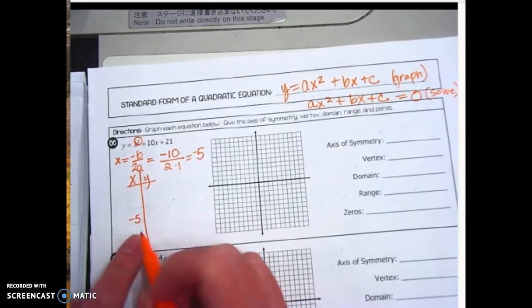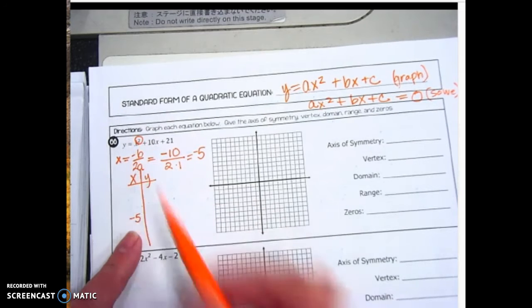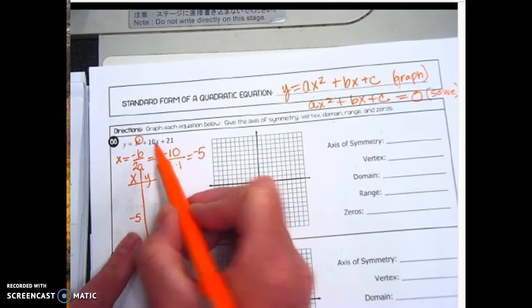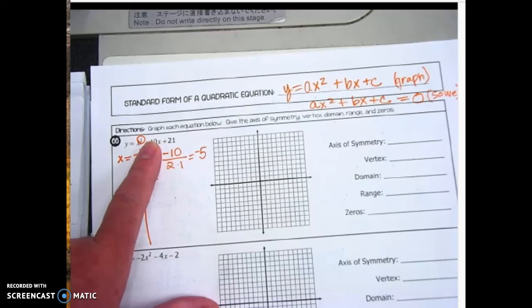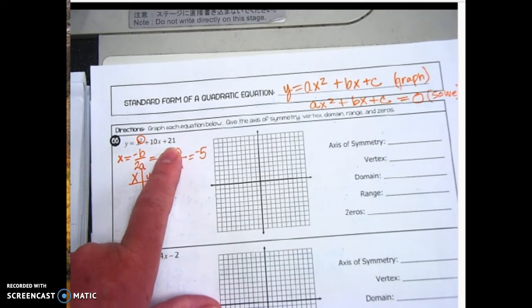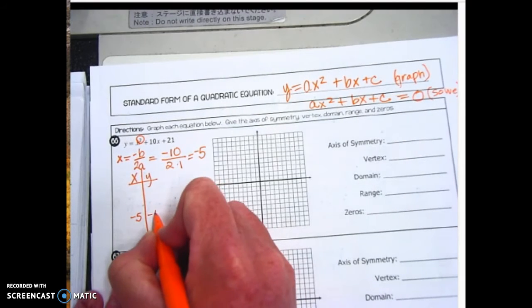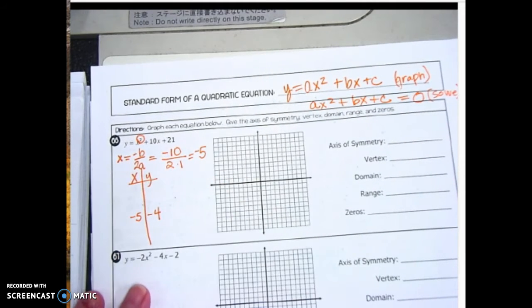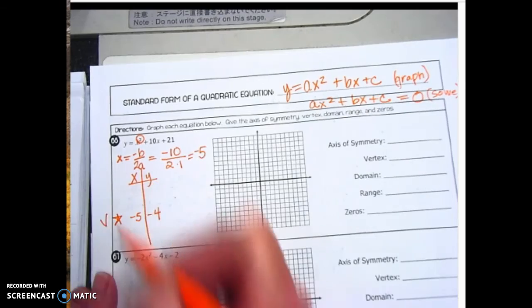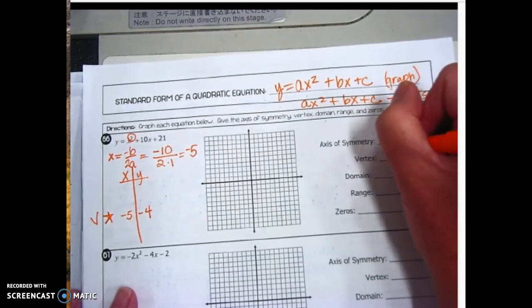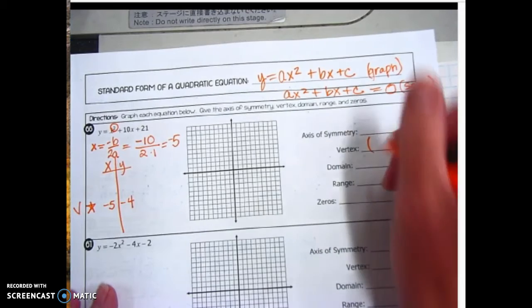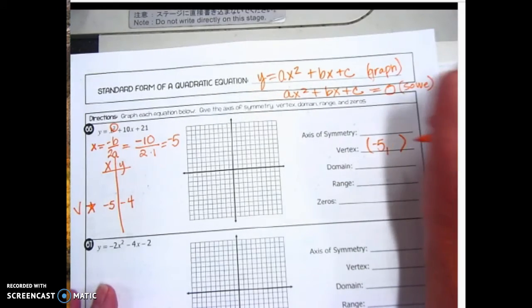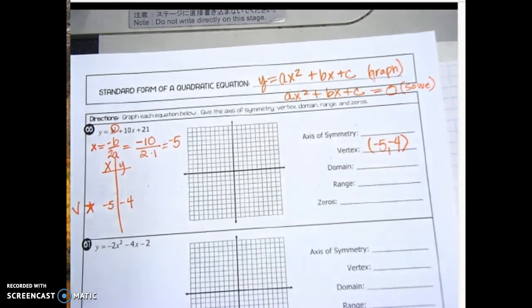All right. So if we plug the negative 5 in, negative 5 squared is 25. And then 10 times negative 5 is negative 50. So 25 minus 50 would be negative 25. And then negative 25 plus 21 would be negative 4. So that's going to be our vertex. I'm going to put a little star and a V next to it. And then over here, in the space where it asks for the vertex, I'm going to write negative 5, comma, negative 4.